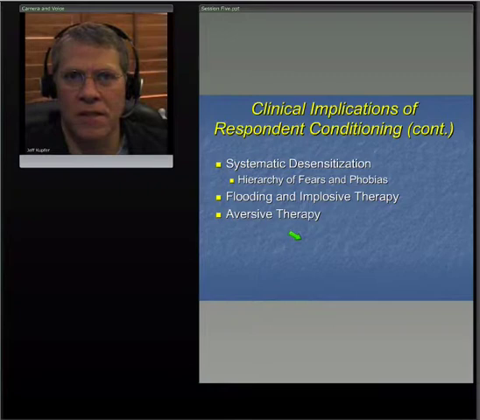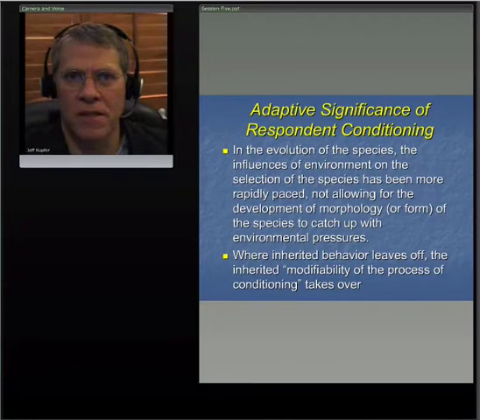Otherwise, the behavior will undergo extinction, and you're right back where you started. Okay, let's move on. So let's talk a little bit about the adaptive significance. We talked about the adaptive significance of respondent behavior before, but now we're going to talk about why conditioning would have come about. Well, you could well imagine that what we're talking about here are a lot of pre-wired behaviors that we have evolved as a species to engage in over a period of time.